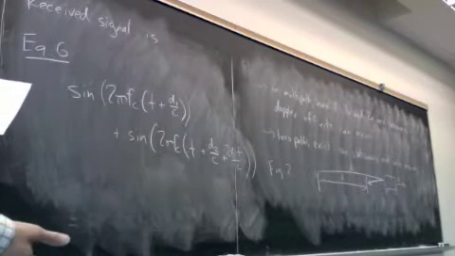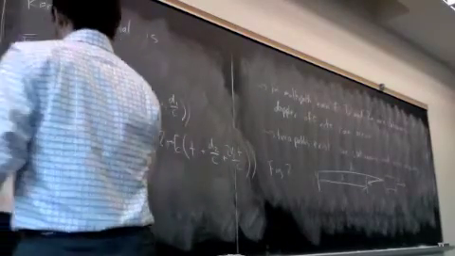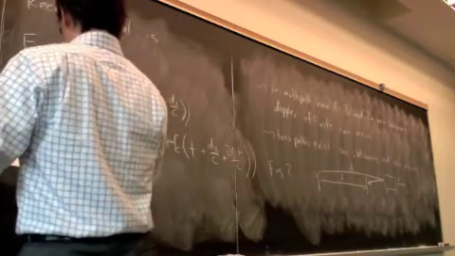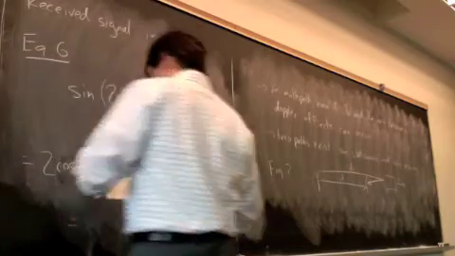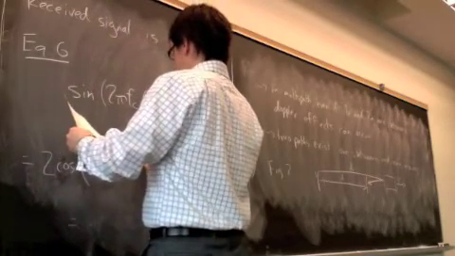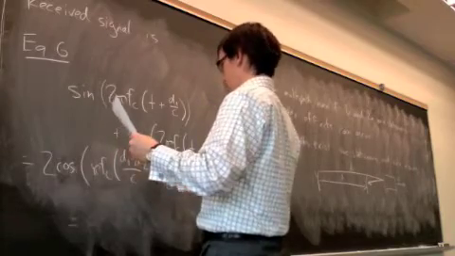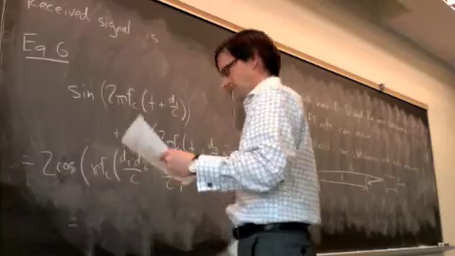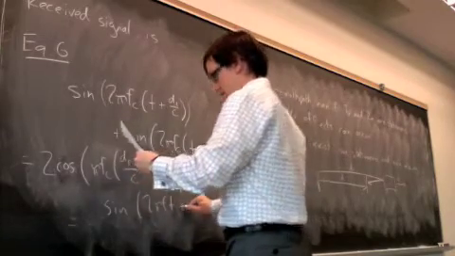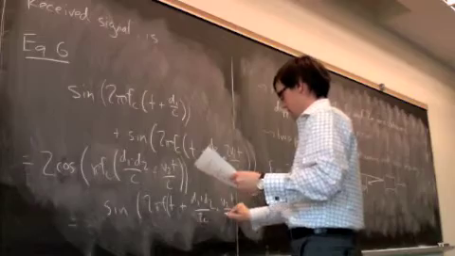And using my trig identities from before, this is equal to 2 sine, 2 cos of pi fc, d1 minus d2 over c minus 2 v2 t over c, times sine 2 pi fc t plus d1 plus d2 over 2c plus v2 t over c.